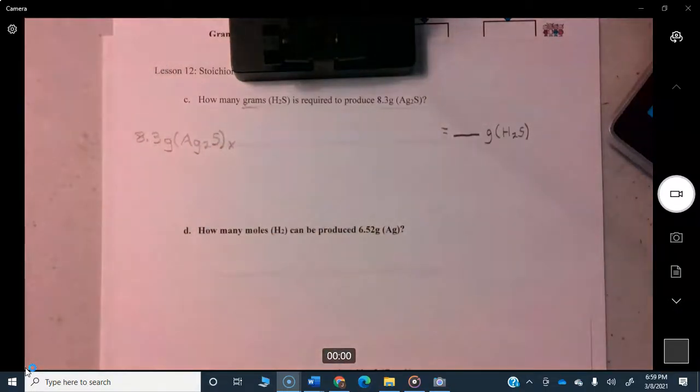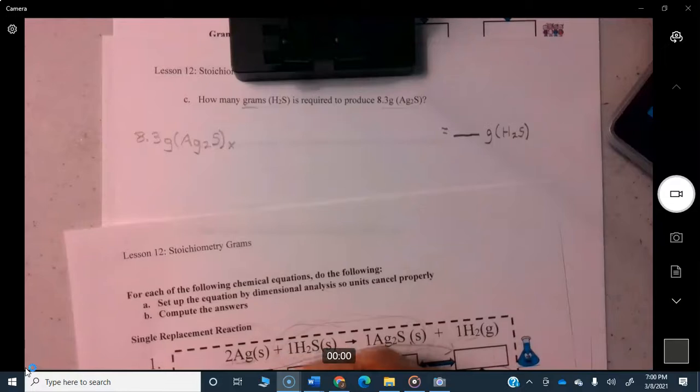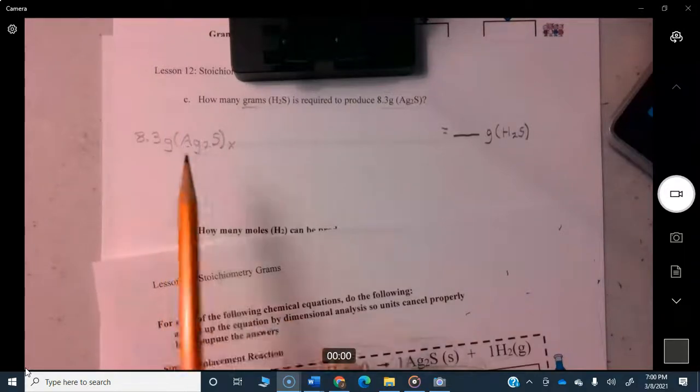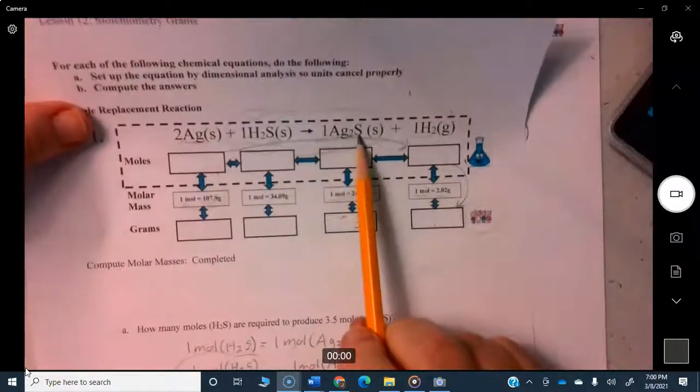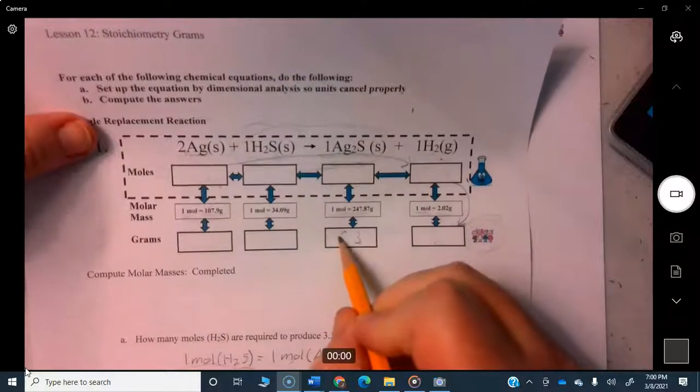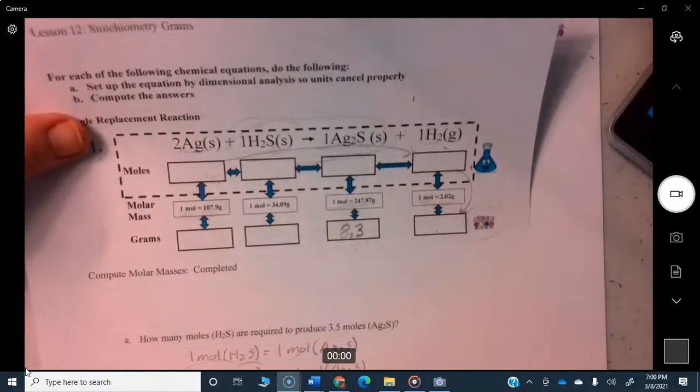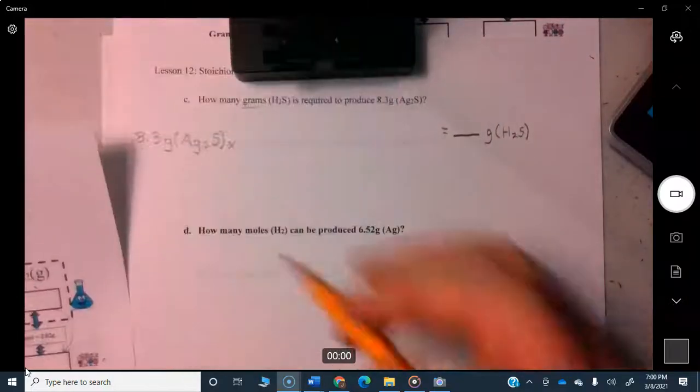Okay, now you said, well, how do you know it's 3 conversions? Well, I know, but you don't. So now I'm going to show you how. Let's go over to our graphic organizer. And I'm going to erase. You don't have to see me erasing, that's okay. Okay, so we start out with 8.3 grams of Ag2S. So here's Ag2S, and here's grams down here. So this is going to be 8.3 grams of Ag2S. And what are we trying to get to in the question?